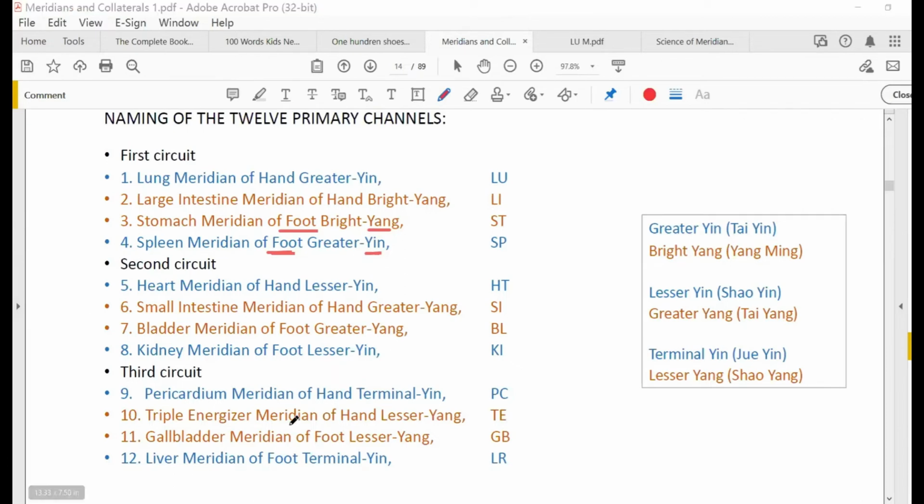Yin, yang, yang, yin. It's like yin, yang, yang, yin. So that's why we put them in 3 circles, because they all follow these patterns, like hand, hand, foot, foot, yin, yang, yang, yin, right?